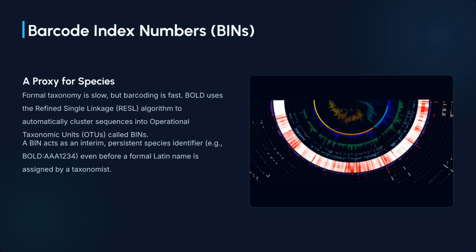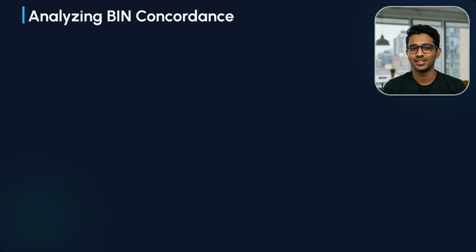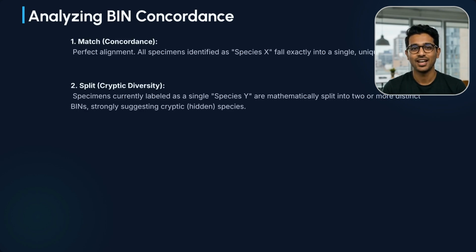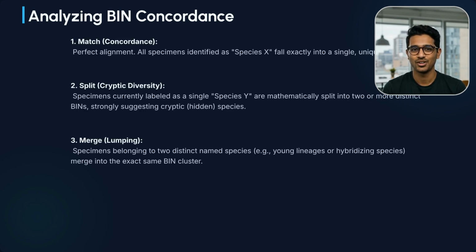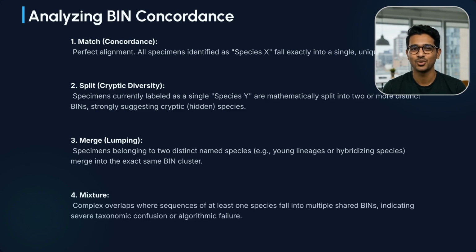BOLD's algorithm automatically clusters sequences into operational taxonomic units, acting as a persistent species identifier before a formal Latin name is assigned. Analyzing BIN concordance reveals relationships between named species in BIN clusters. Outcomes include match, split suggesting cryptic species, merge indicating lumping, and mixture, which signifies taxonomic confusion.